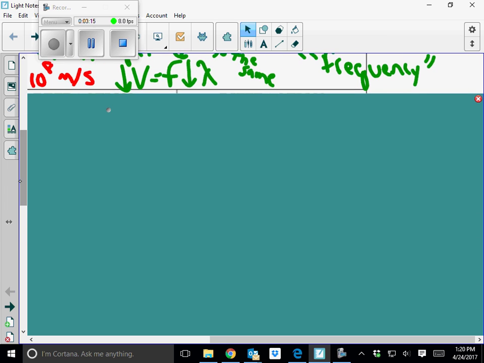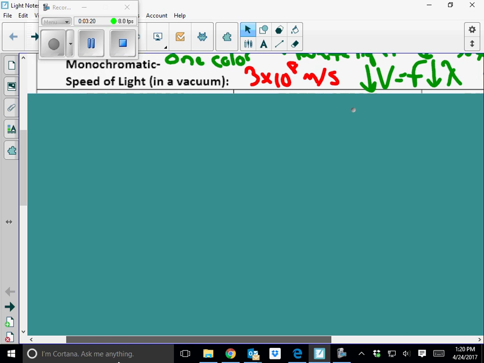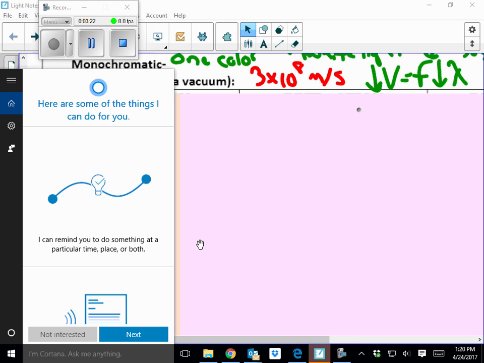Then we have the quantum model, which deals with how light operates on a very, very small scale, but we won't deal with that in here.